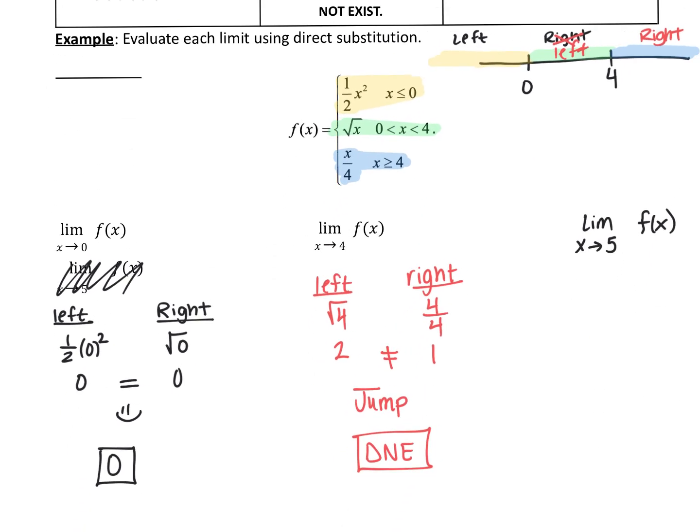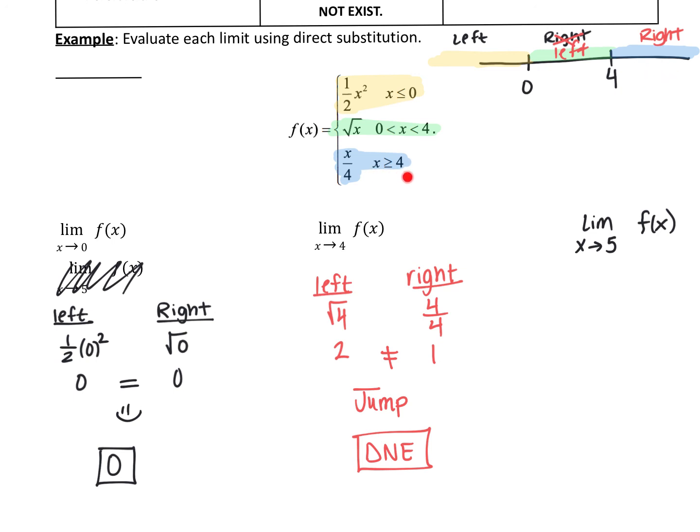And last but not least is the limit as x approaches 5. So if you notice, 5 is somewhere over here. 5 is not on an endpoint where one graph begins and the other ends, right? 5 is all in here. So 5 is an x value that's greater than or equal to 4.